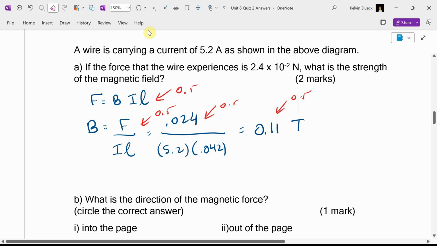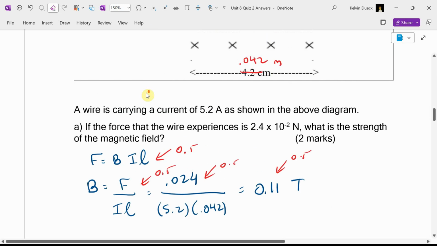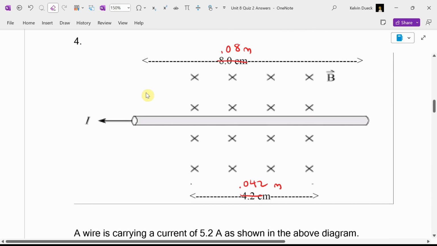I can give you any three, find the fourth, and in F equals QVB, I can give you any three, find the fourth. What's the direction of the magnetic force? Okay, current is to the left, and magnetic field is into the page. Oh, that's convenient. My hand pointed that way anyways. Down the page, is that correct?